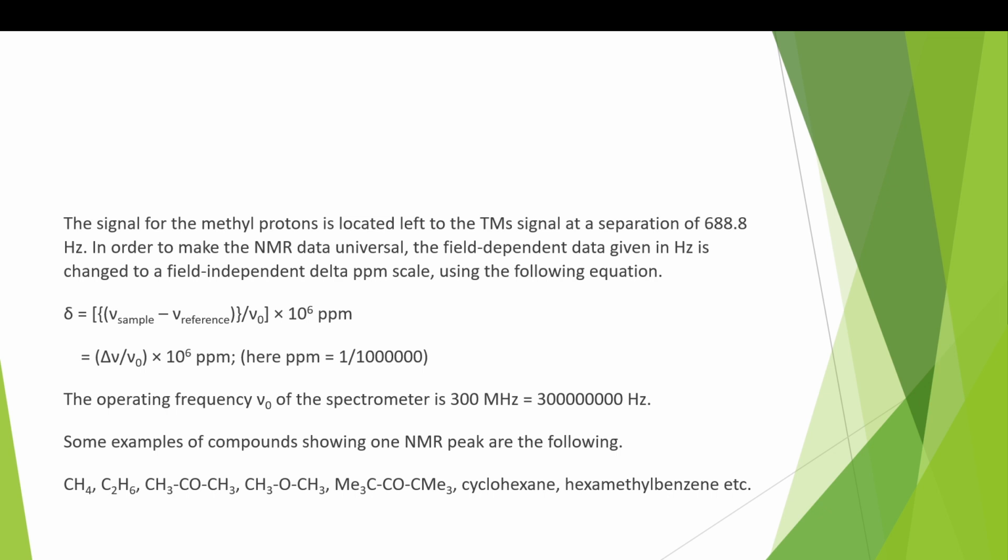Delta ppm is used by this formula: frequency of sample minus frequency of reference, divided by frequency of instrument. Some examples of compounds showing one NMR peak are the following: methane, ethane, acetone, dimethyl ether, ditertiary ketone, cyclohexane, methyl etc.